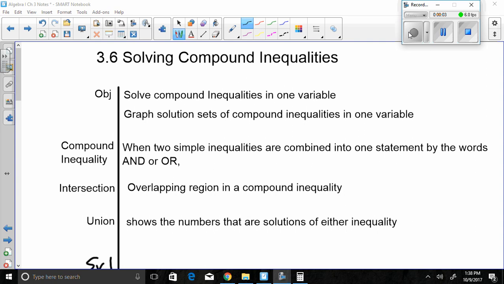Algebra I Chapter 3, Section 6, solving compound inequalities. So our objective is to solve compound inequalities in one variable and graph the solution sets of compound inequalities in one variable. So first off, what the heck is a compound inequality?